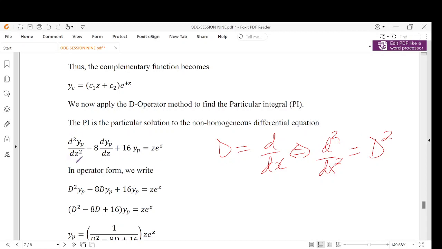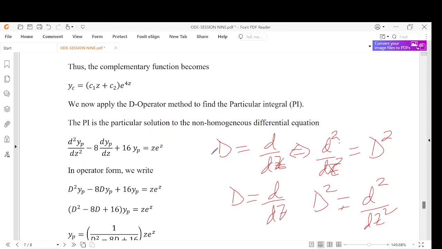So where we have d squared by dz squared, because our variable is z, we shall not write x but z here and z here. So we shall define D as d by dz and D squared as d squared by dz squared. Where we have d by dz, we shall write D. Where we have d squared by dz squared, we have D squared. Then here we don't have the derivative, so this one is just 16 yp.